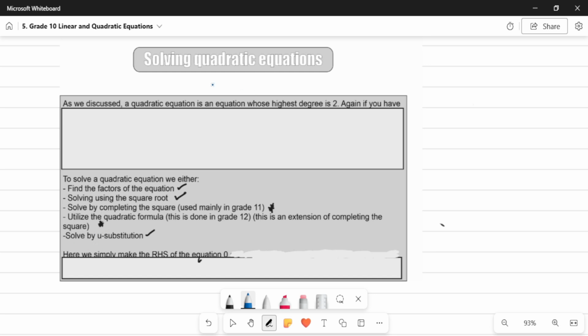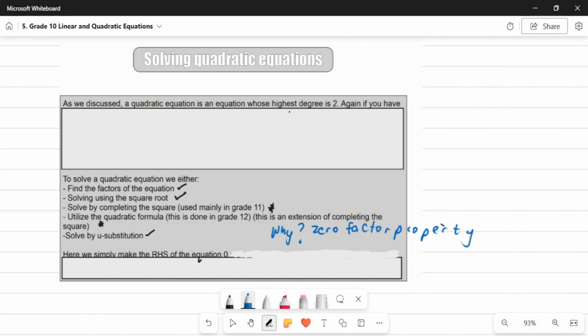So when we're trying to solve quadratic equations using the first approach, we simply make the right-hand side equal to 0. And the question is why? Why do we make the right-hand side equal to 0? Because of the zero factor property. This will be used extensively when we are trying to understand quadratic equations.